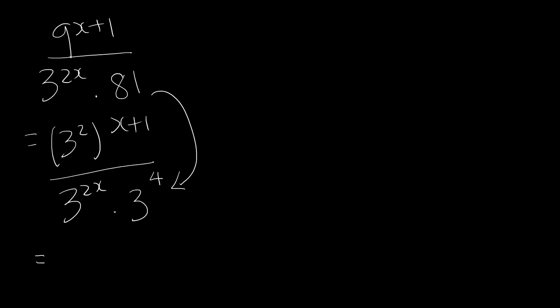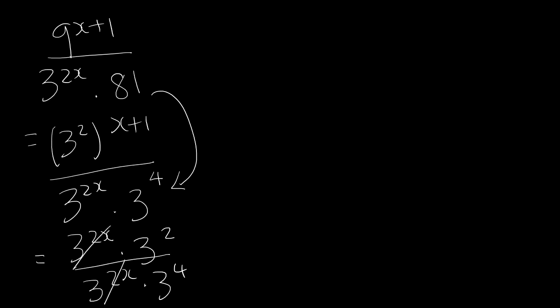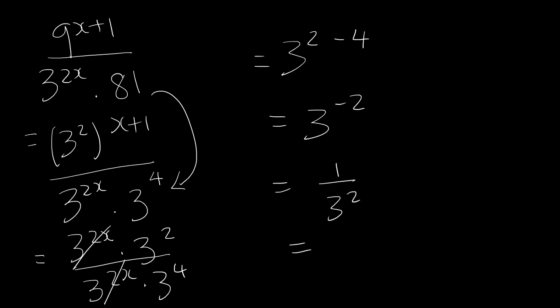So multiplying through, we have 3^(2x) times 3^2 over 3^(2x) times 3^4. So we cancel these two off and we're left with 3 to the 2 minus 4, and we know this will be 3 to the minus 2, and our final answer will be 1 over 3 squared, which would be 1 over 9.